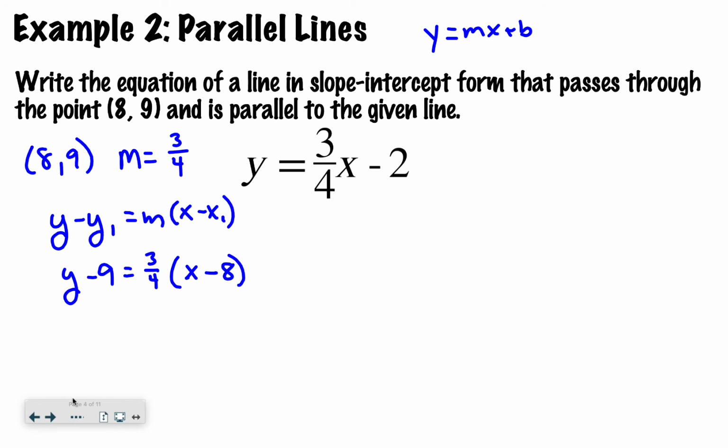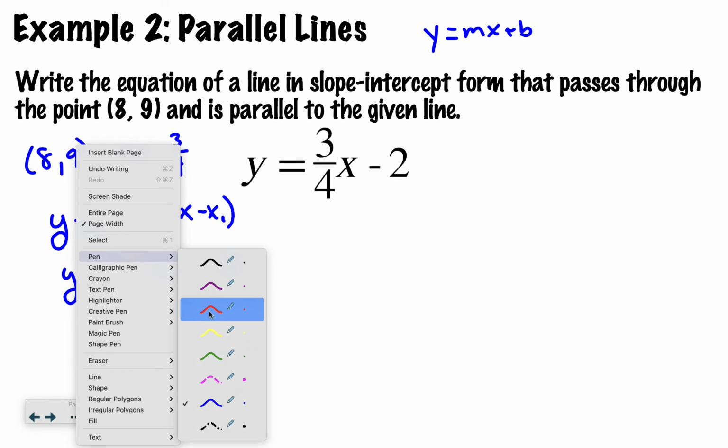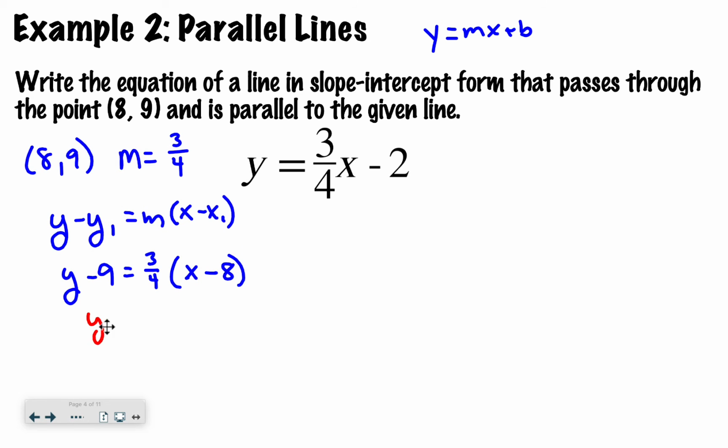Now my next step is going to be convert it to slope-intercept form. I do that by distributing first. So 3/4 times x is just 3/4 x. 3/4 times -8 is -6. And then all I have to do to get it to slope-intercept form is move the number that's with the y. So I have to add 9 to both sides.